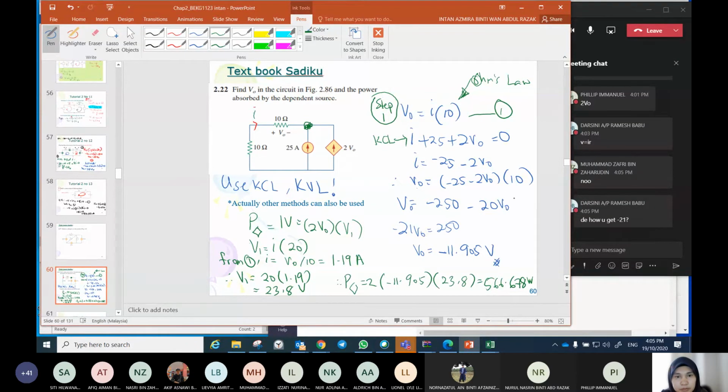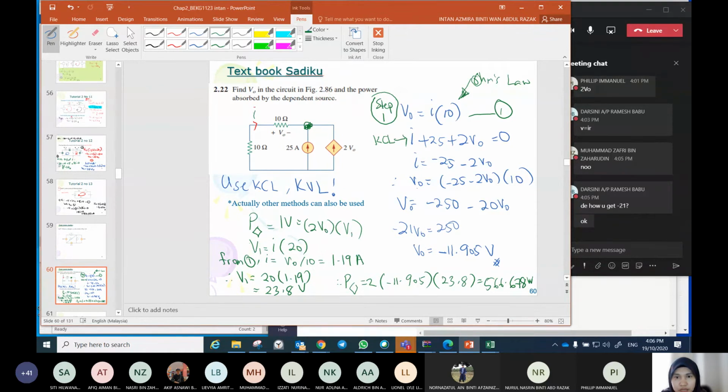Okay. Now how do you get minus 21? This minus V naught minus 20 V naught is equal to minus 21 V naught. This is mathematics. Okay, this V naught, this is okay. So now we get the answer of V naught.